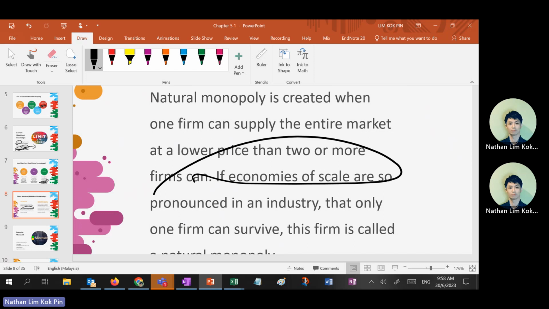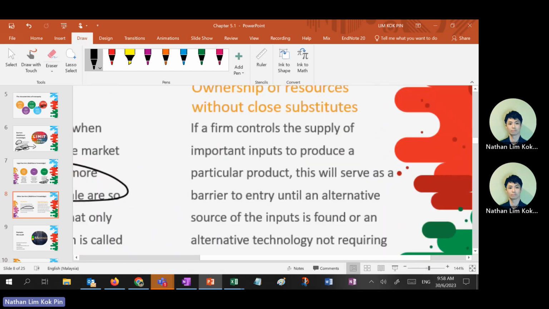Like if you want to enter a market you think is a monopoly, like TNB. Can you enter the market? Now you cannot. If a new company comes in, TNB straight away offers 1 ringgit per month electricity. After you get bankrupt, then only they increase the price back to 300 ringgit per month. This is how economists describe the energy monopoly.